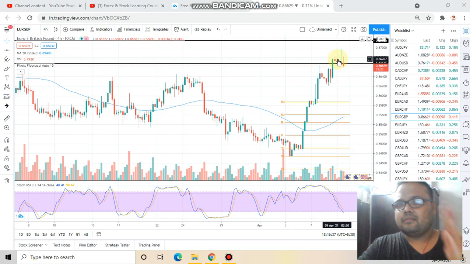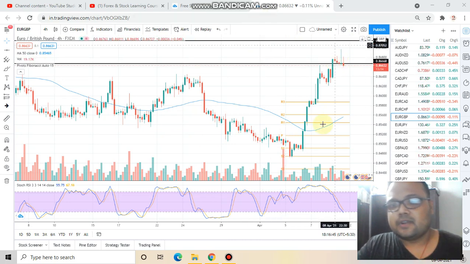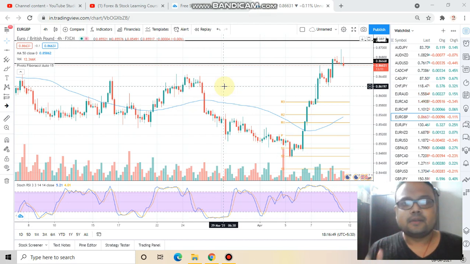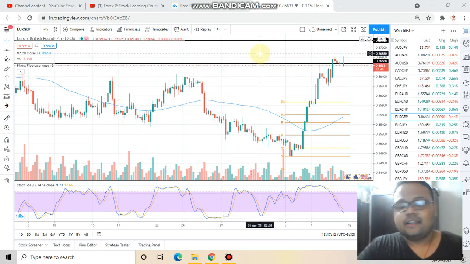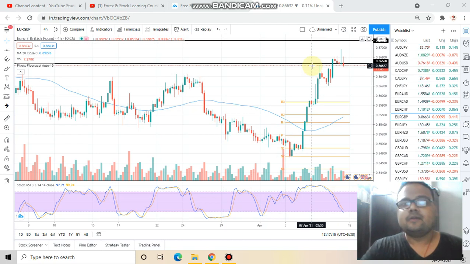But I'll tell you that if your money is precious and if you have got some hard-earned money, then your hard-earned money does not deserve a chart like this. My policy is simple: if you do not understand the chart, you do not need to trade. There are multiple opportunities available in other pairs. So why do you want to risk your money in a chart that you do not understand? If possible, avoid Euro GBP for Friday. Let's see how things roll next week. But as of now, if you ask me personally, I would not trade Euro GBP today.